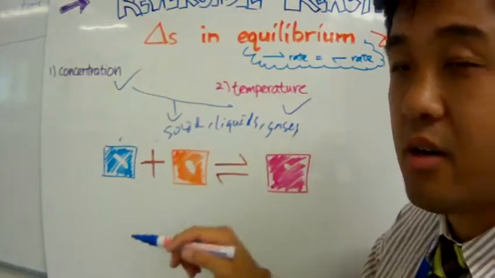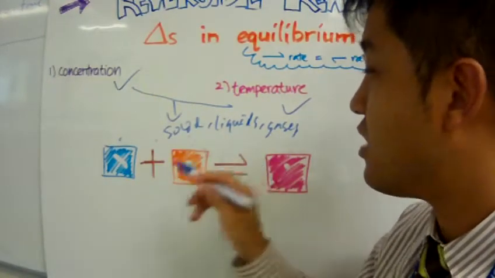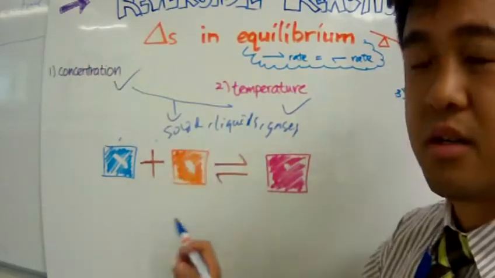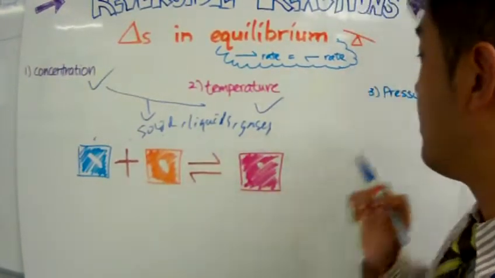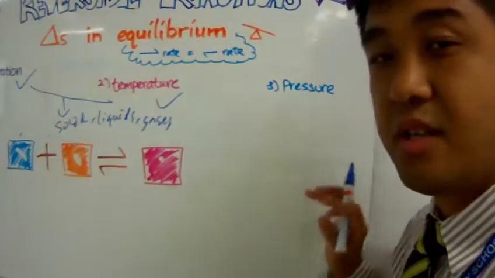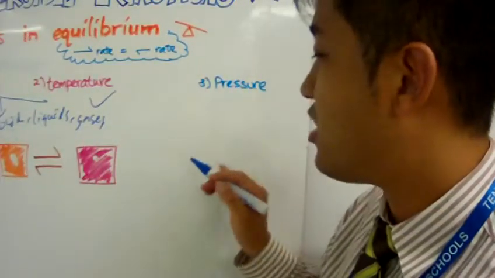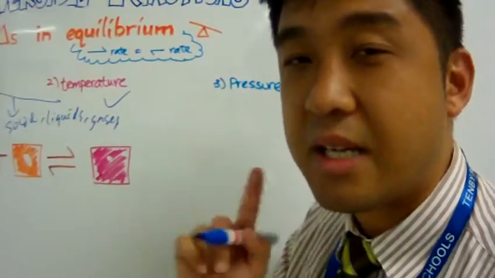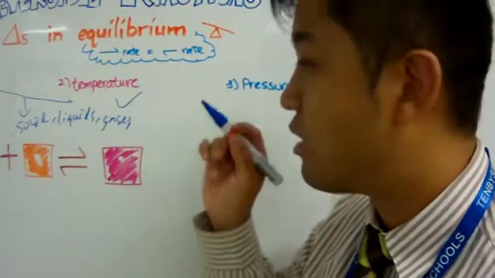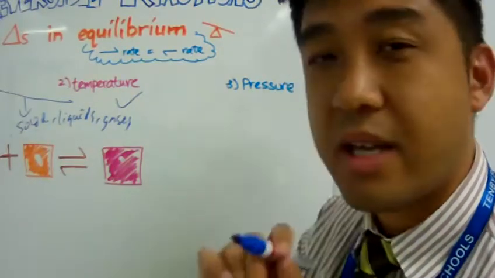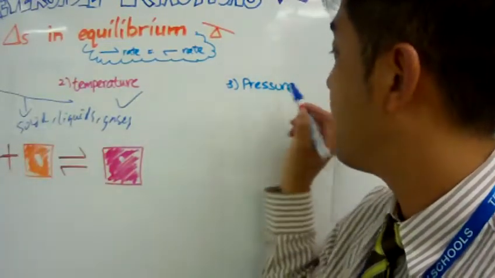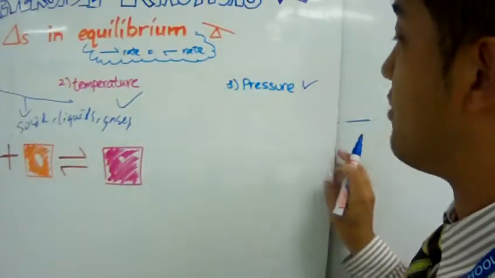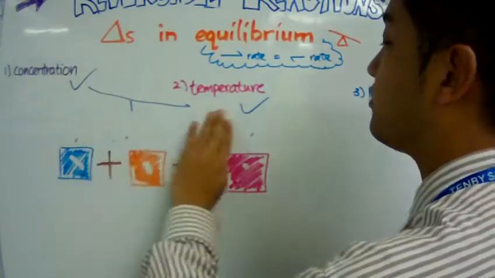Okay, it doesn't matter whether the products or reactants are solids, liquids, or gases. These factors will affect this reversible reaction. But the third factor, pressure, is slightly different. Here, for pressure, one of your reactants and/or products has to be a gas, all right? If none of them is a gas, then changing the pressure will not do anything to this equilibrium. All right, so let's go.